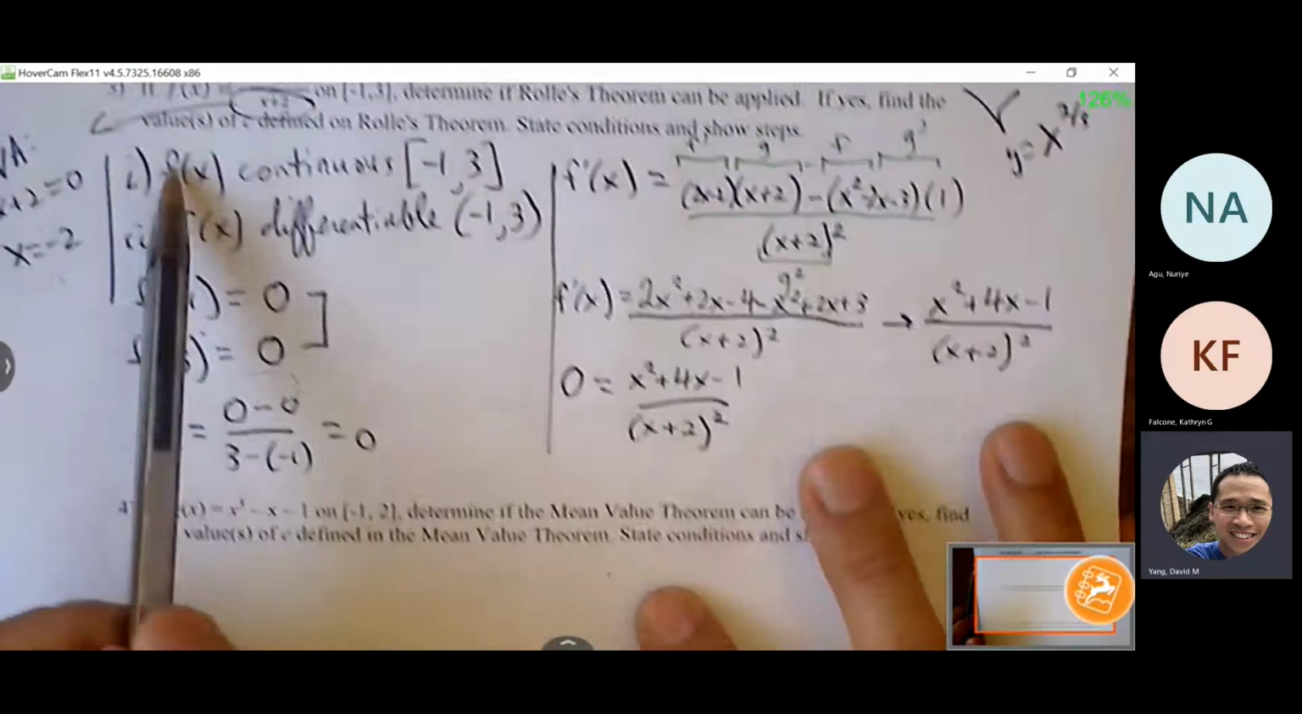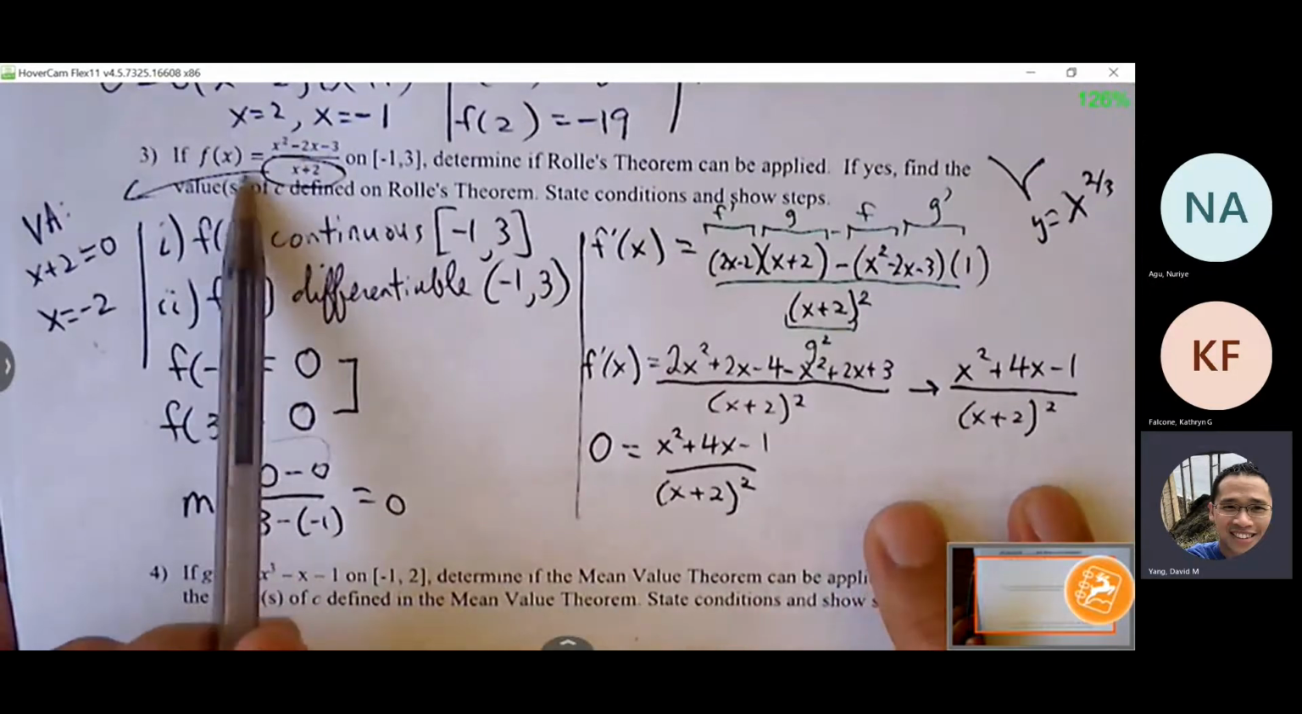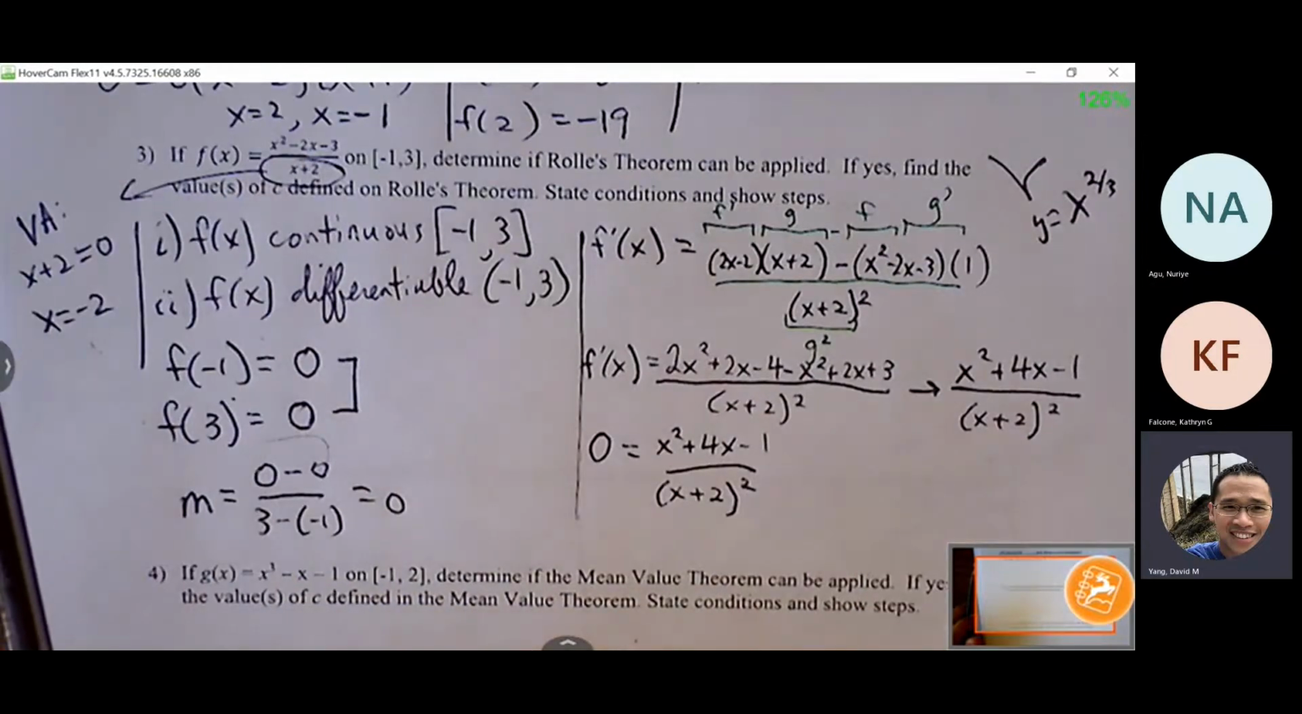Well, I think it's because of the purpose of Rolle's theorem, right? The purpose of Rolle's theorem is we're trying to specifically look for what? We're looking for slope 0. And the only place we're going to find slope 0 is from the numerator of the derivative, right? With extreme value theorem, we look in the denominator because we're okay with sharp turns, so we look in the denominator.